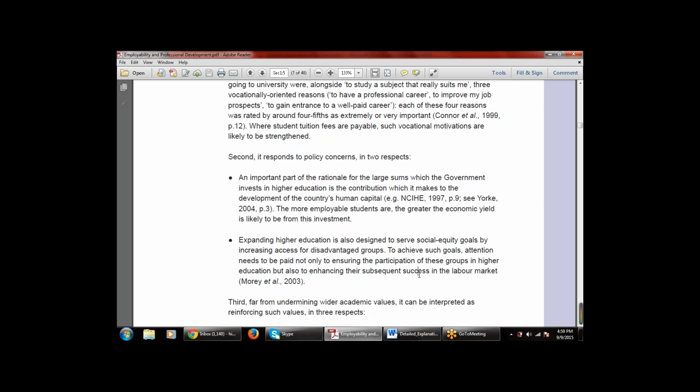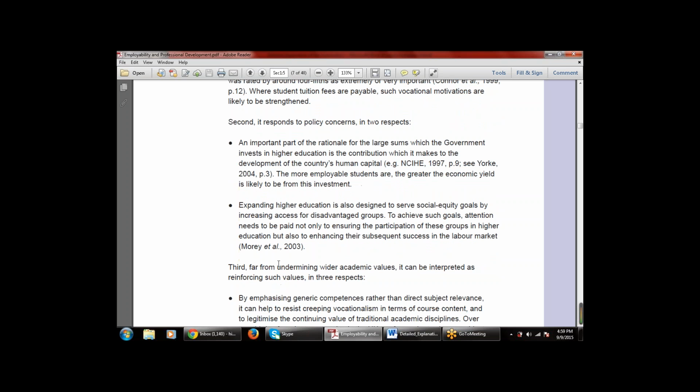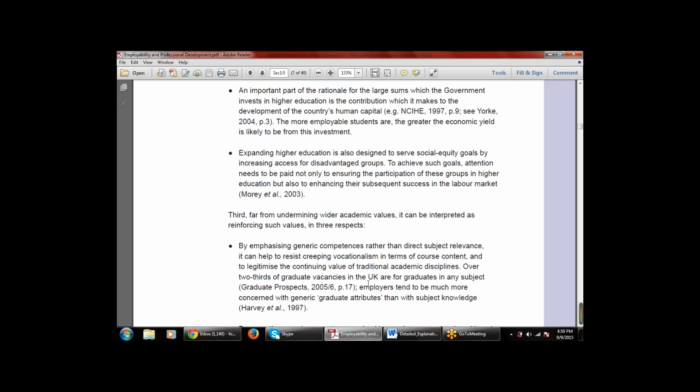Now, third, far from undermining wider academic values, it can be interpreted as reinforcing such values in three respects. Whatever the academic value that is used, it can be interpreted as reinforcing the values in three aspects. What are the three aspects?